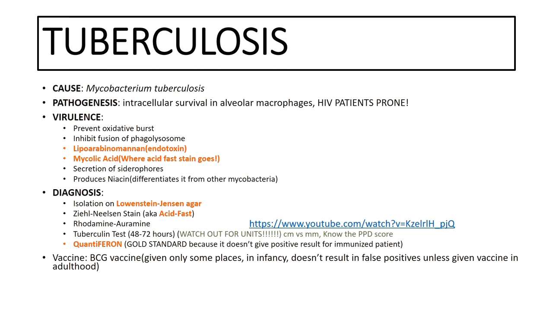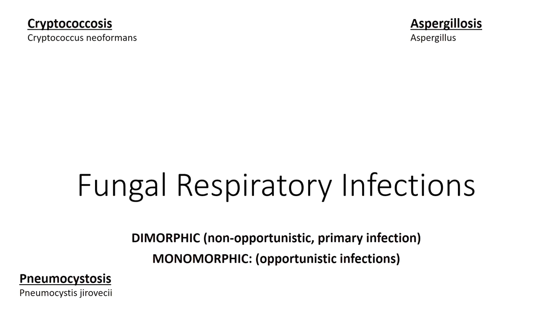It's given in some places like India and others. We give it in infancy in their arm, so when they're older and we do a PPD, they're not going to be positive and they're not going to give us that false positive. The only reason it would give us a false positive is if they had that BCG vaccine as an adult and created immunity. Therefore, it would be positive on a PPD. You'll learn all about that in pathology more, but just know how to diagnose it. Is it positive or negative?